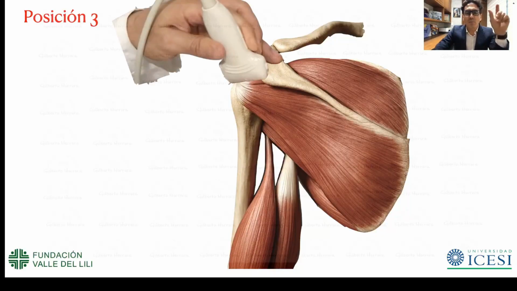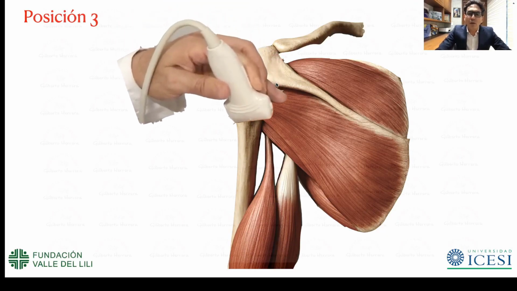So we place our probe in the long axis for the infraspinatus. It's very easy to locate. Basically, we look for the bony structure of the spine. What is below is the infraspinatus, and what is above is the supraspinatus, which we already discussed earlier. So let's go ahead and start our tour.